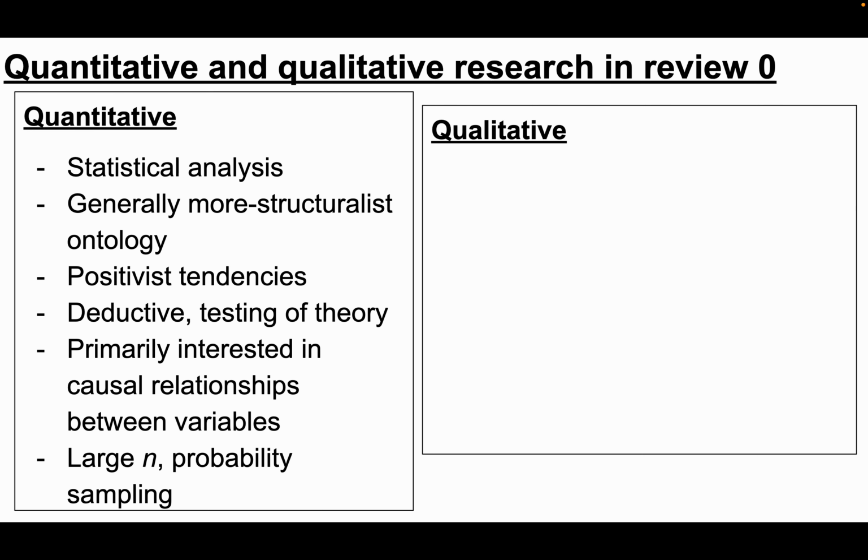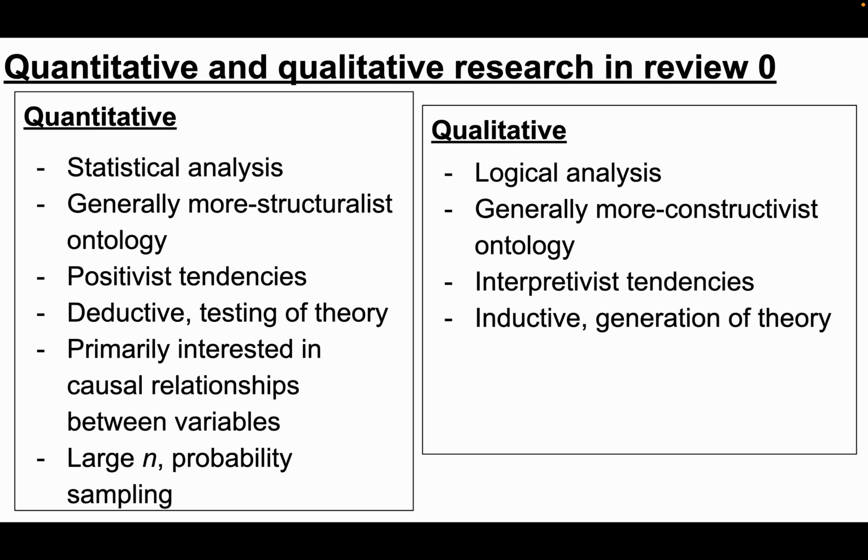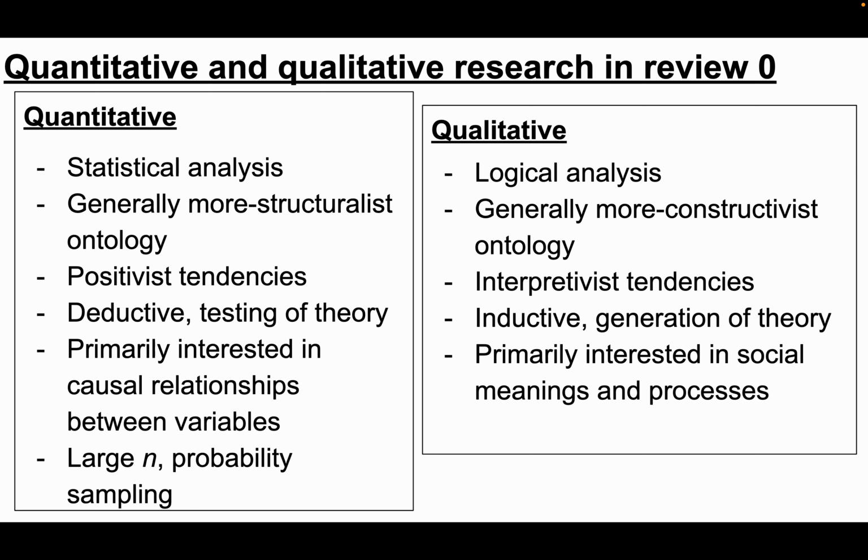Qualitative research, by contrast, is oftentimes associated with logical analysis, a generally more constructivist ontology, what you might call interpretivist tendencies, an inductive approach that's concerned with the generation rather than the testing of theory. It's primarily interested in social meanings and processes, and it's characterized by a small N or sample size and purposive sampling.